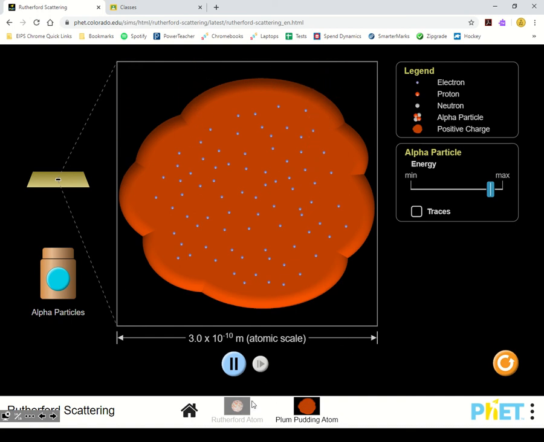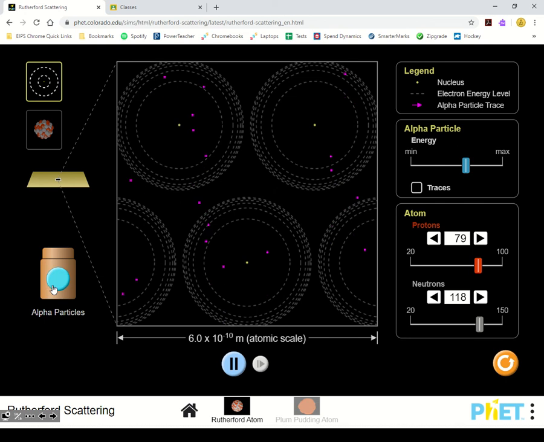That's not what happened. He got them to bounce off at weird angles, so he created a new model of the atom, where the nucleus is this dense center. Most of the atom is empty space, and the electrons orbited around it. So if I shoot the alpha particles at this model, look, most of the alpha particles pass right through, just like he saw. Some of them deflect at small angles, but what we'll see is that once in a blue moon, we actually get an alpha particle to bounce straight backwards. We've got to wait for it to happen.